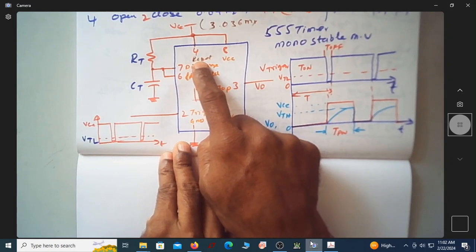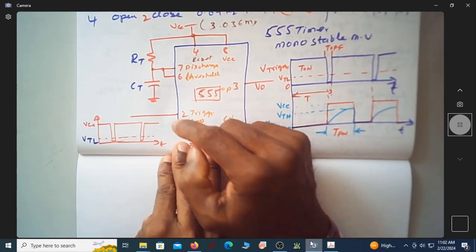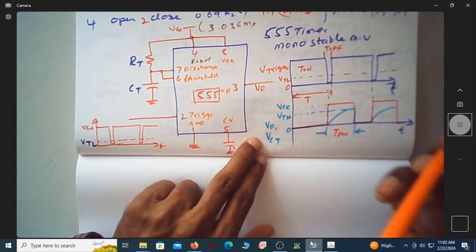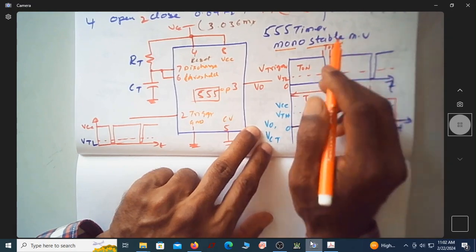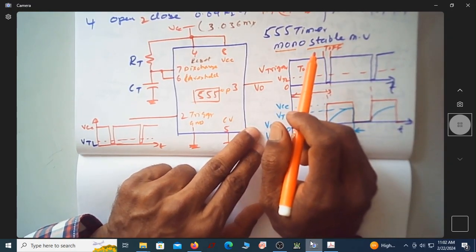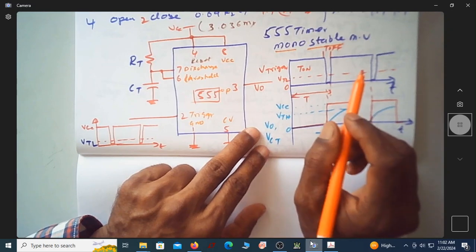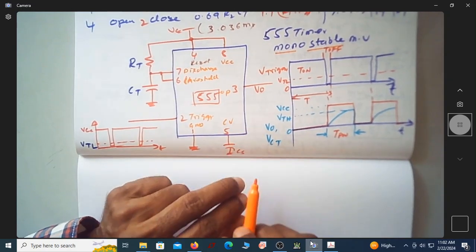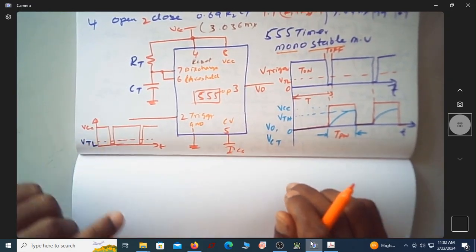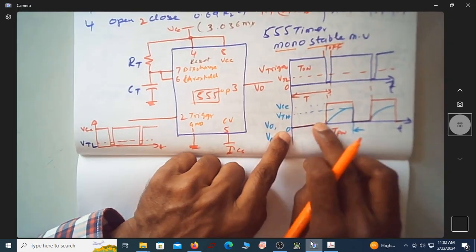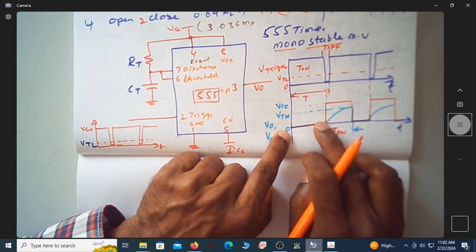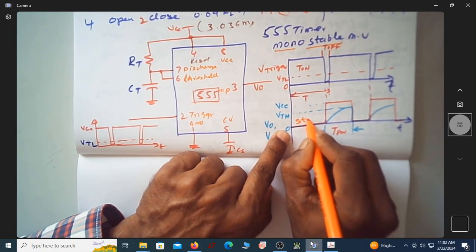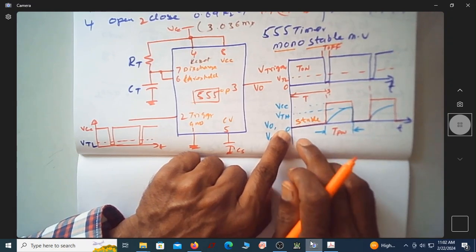Of course, these are all pin numbers and pin functions, and pin number 2 is the trigger pin. As we know, a monostable multivibrator is one where there is only one stable state. There are actually two states of this. One state is 0, the other state is 1. The 0 state, that is when the output voltage is 0 volt, we call the stable state.